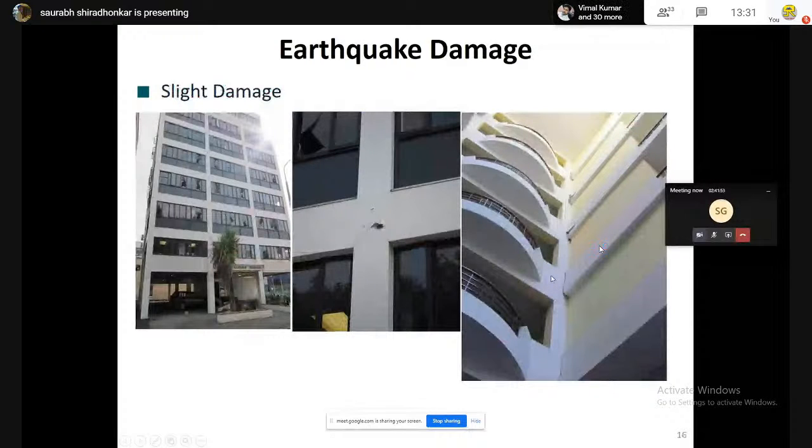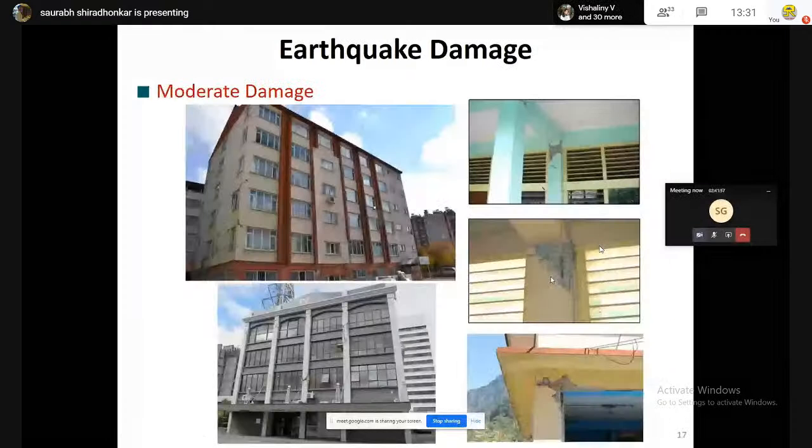Then the second type of damage that we classify is moderate damage, where most of the non-structural elements suffer heavy damage, but some of the structural elements also experience moderate damage. Moderate means you can see the reinforcement bars exposed. There could be significant spalling of the concrete cover at many locations. These are examples where you can say that the building has suffered a moderate level of damage.